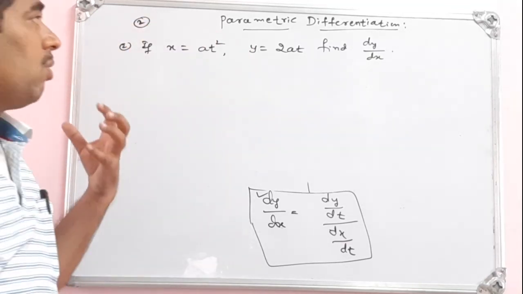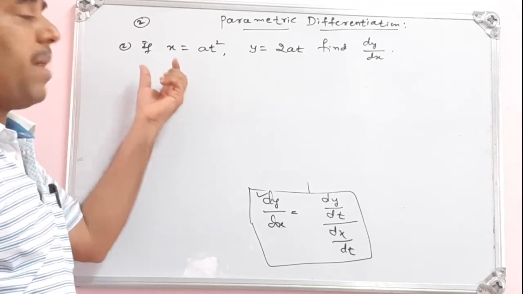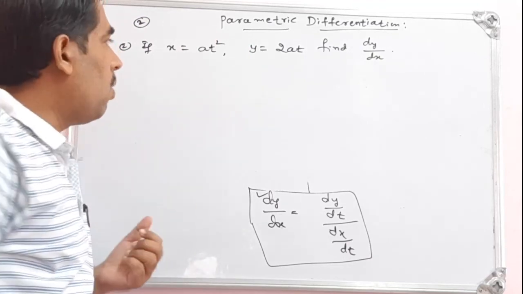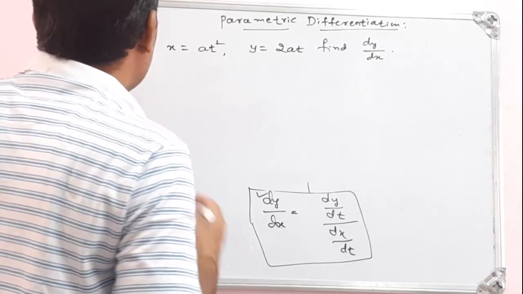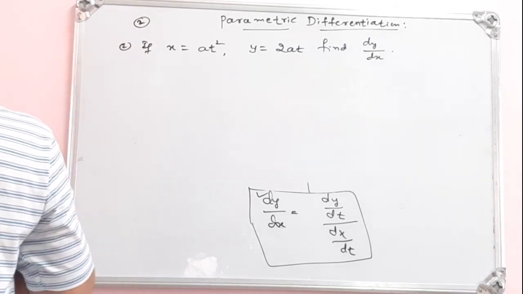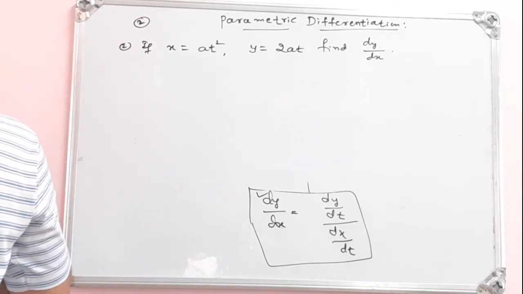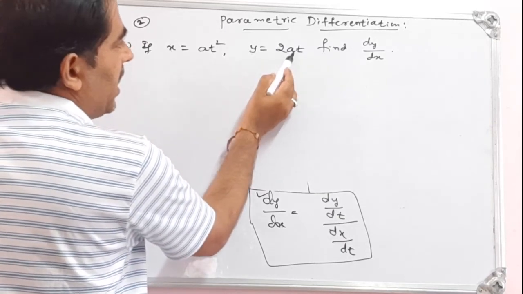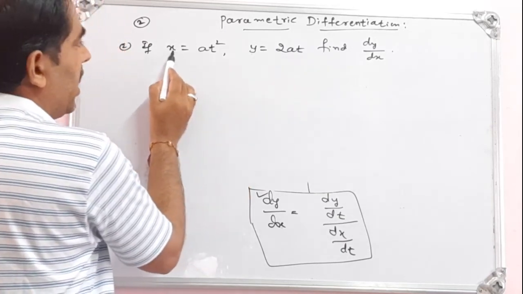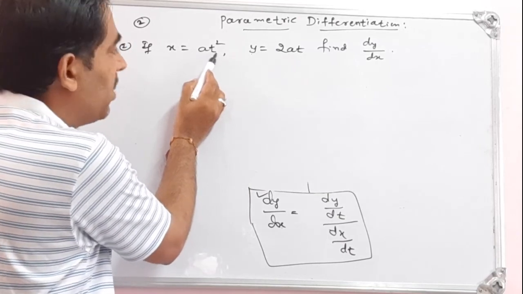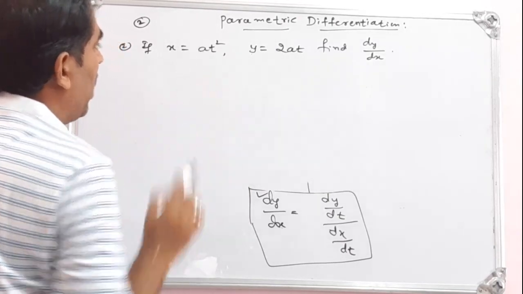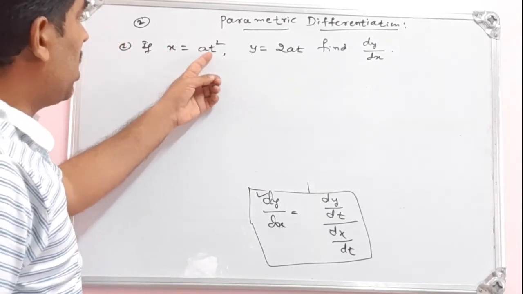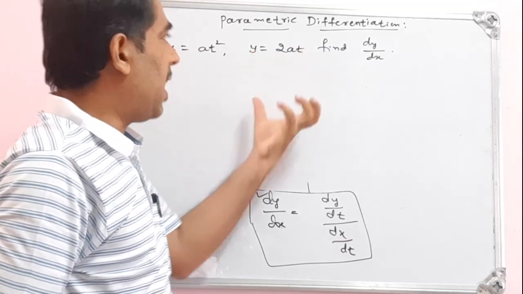Which type of functions are these? These are parametric functions. How can we say this is a parametric function? Here both the given functions are expressed in terms of t: the dependent variable y is expressed as a function of t, and the independent variable x is also expressed as a function of t. This a is a constant. So x is a function of t and y is a function of t, so these are parametric forms.